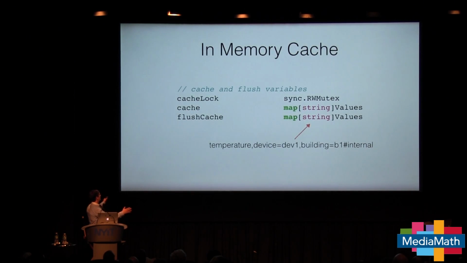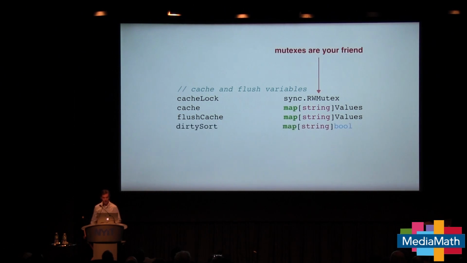Go code. There's Go code here. Okay. So it's not interesting, but I'll get to it. So we have an in-memory cache. Here we have a lock, and we have the cache, and we have what's called a flush cache. The key is the series key that we had before.